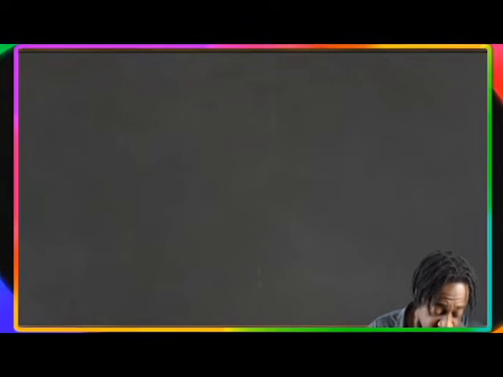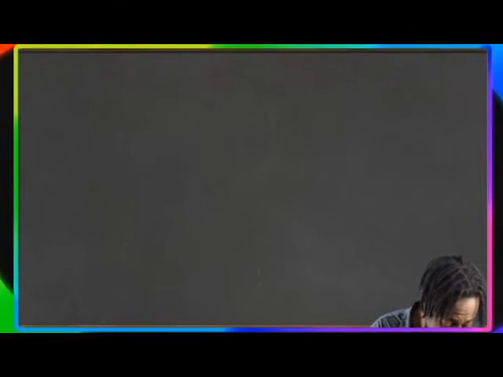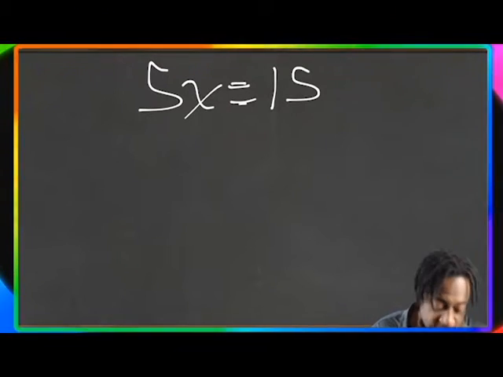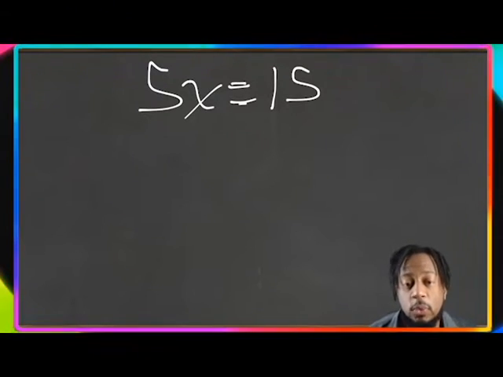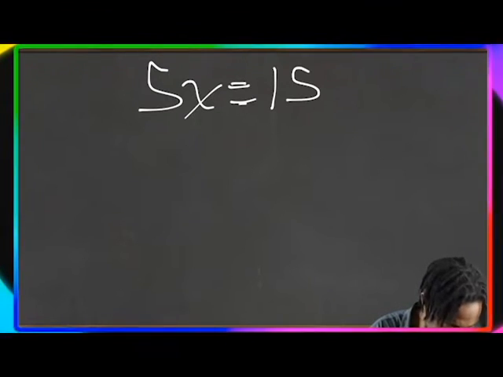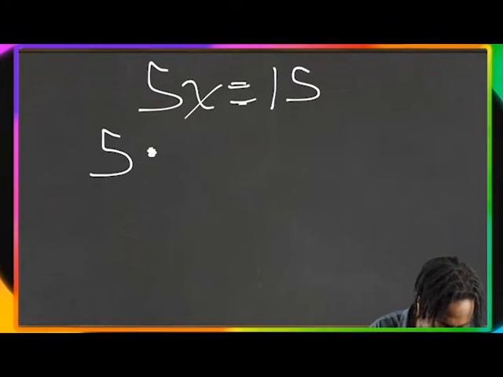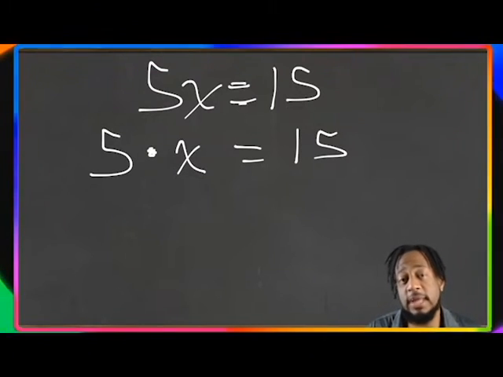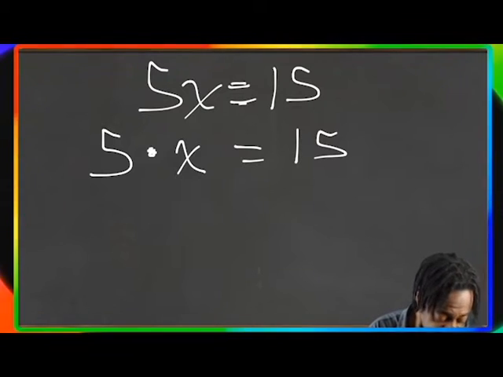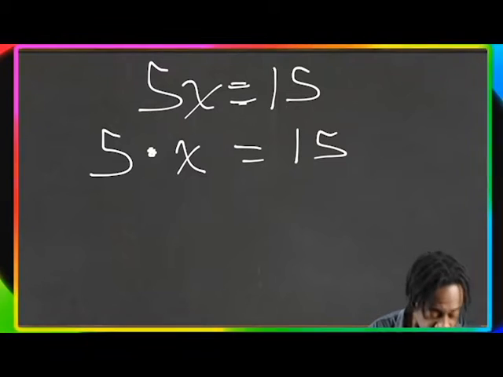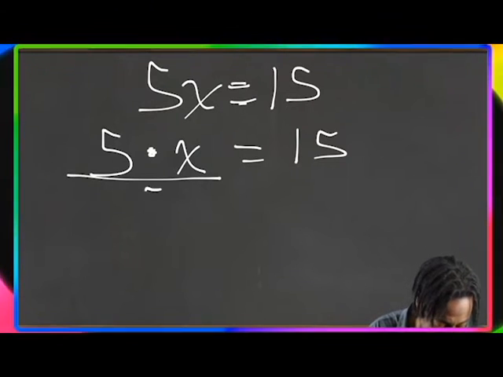Now, let's try another scenario that we haven't done yet. 5x is equal to 15. Now, we got to get x by itself. What is 5x actually doing? It's saying 5 times x equals 15. Now, mind you, I'm just breaking it down, okay? 5 times x. That's exactly what it's saying. So how am I going to get rid of this multiply? I'm going to divide.